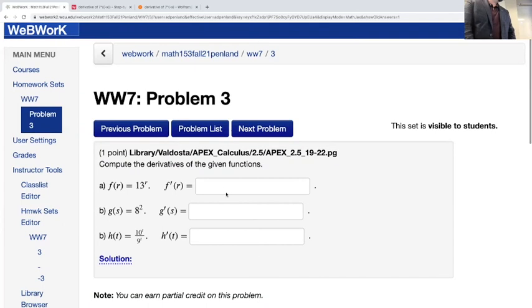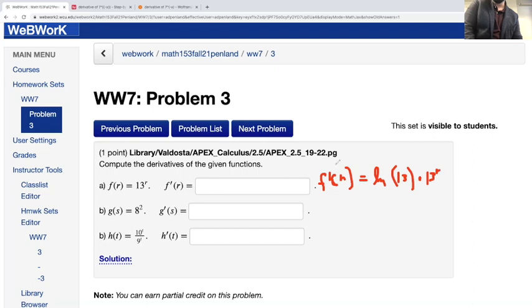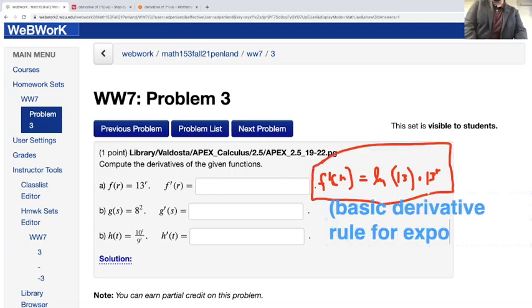Compute the derivatives of the given functions. The first one we're given is f of r equals 13 to the r. So what kind of function is this? It's exponential, and so we're going to apply the straight exponential rule, natural log of 13 times 13 to the r, the basic derivative rule for exponentials.